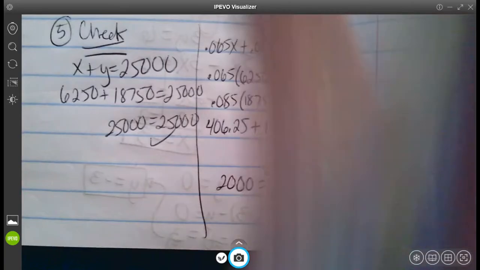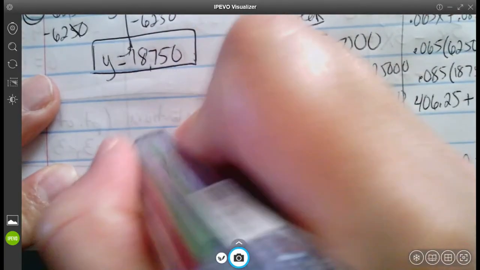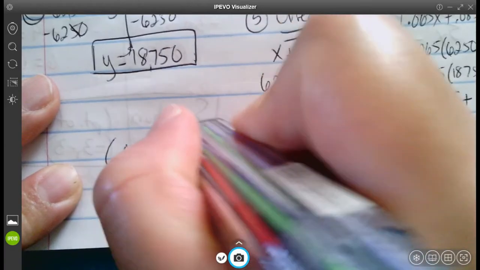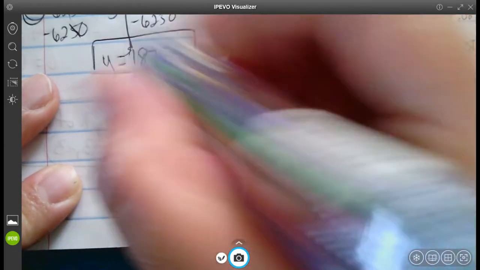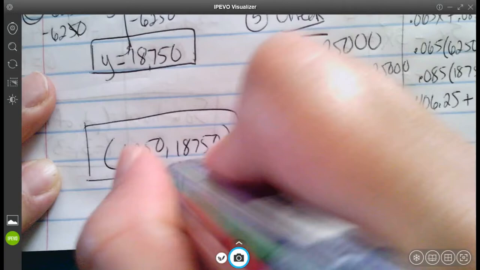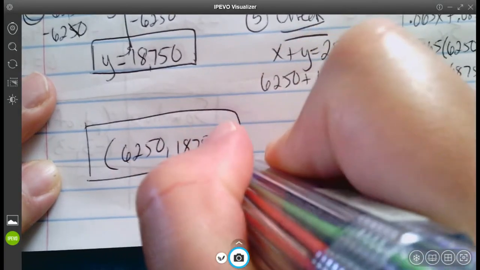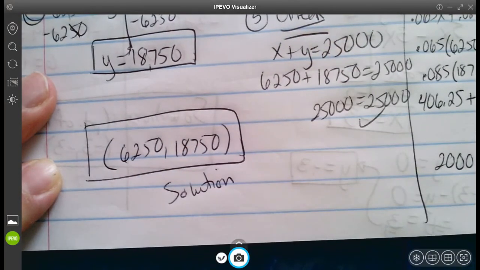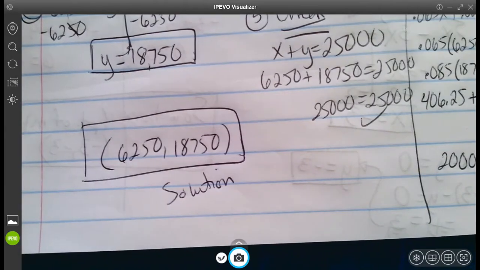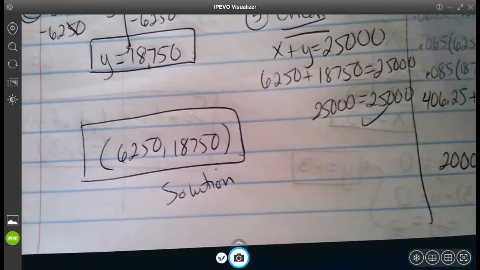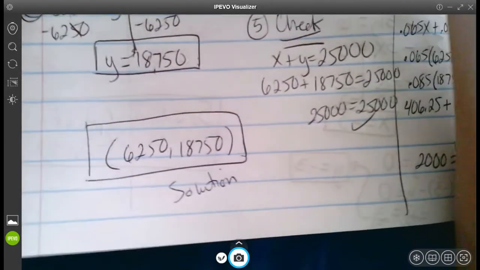If you wanted to put it in graph format and you wanted a point, it would be 6,250 and 18,750, and this would be our solution. Kind of quick, I know, but like I said, it's not a difficult topic. It's just kind of a lot of steps. Let's try another one.